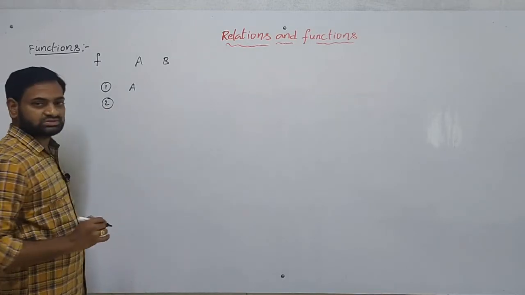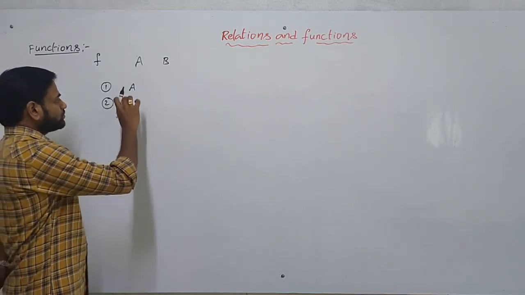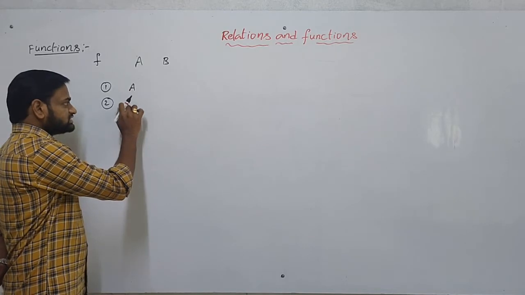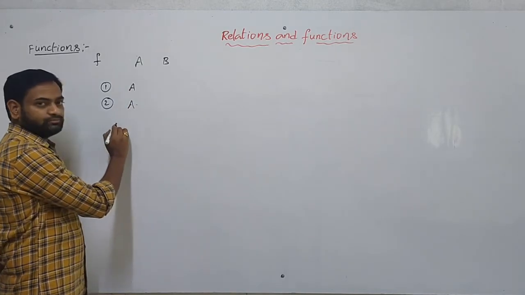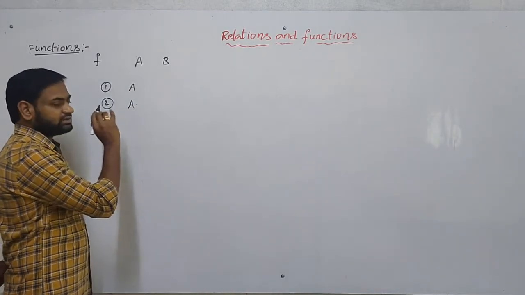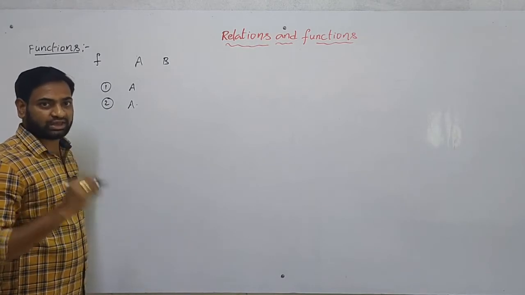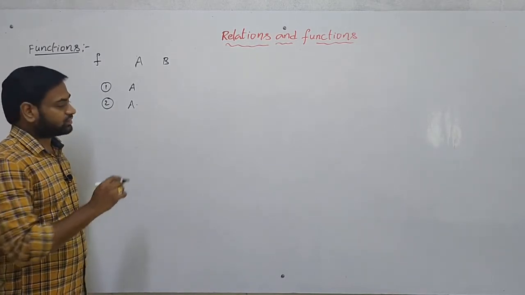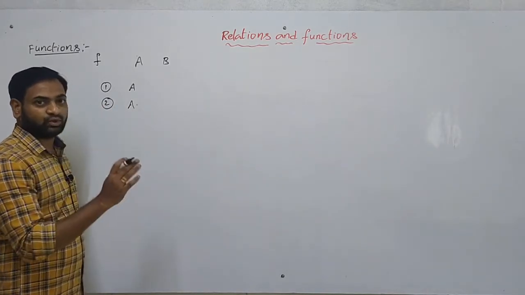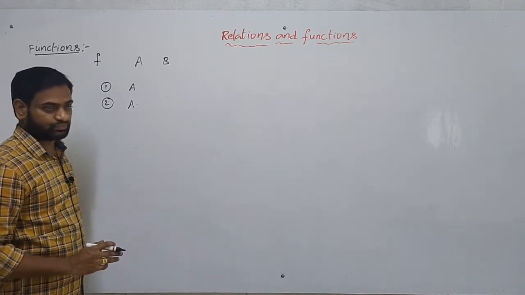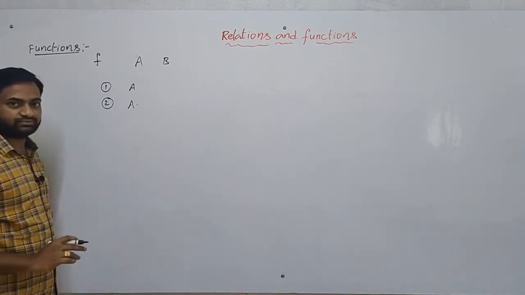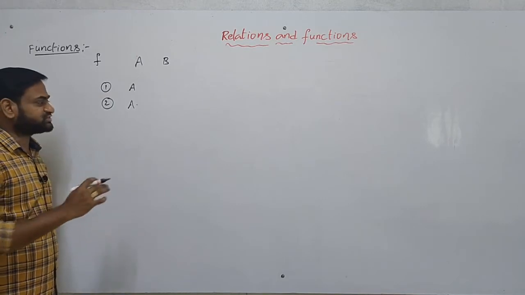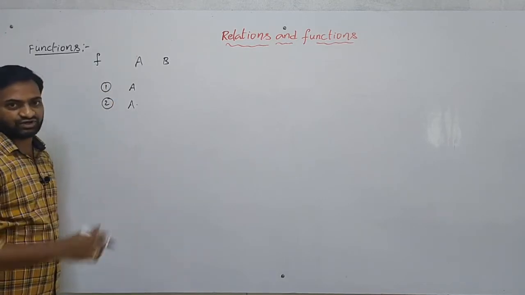Next, the second one is, in the set A, every element has only one image. It should contain only one image. So that is the second point. If a relation satisfies these two conditions, then it is a function.